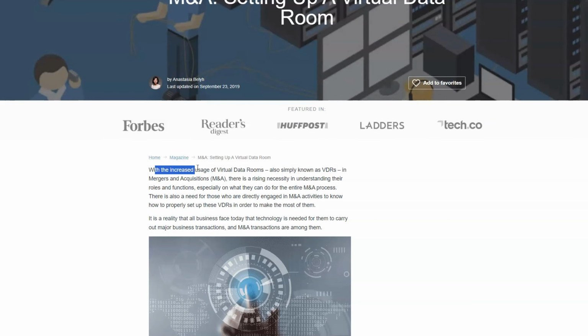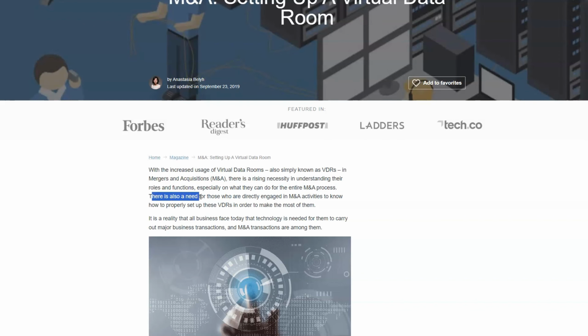With the increased use of virtual data rooms, also simply known as VDRs, in mergers and acquisitions, M&A, there is a rising necessity for understanding their roles and functions, especially what they can do for the entire M&A process.